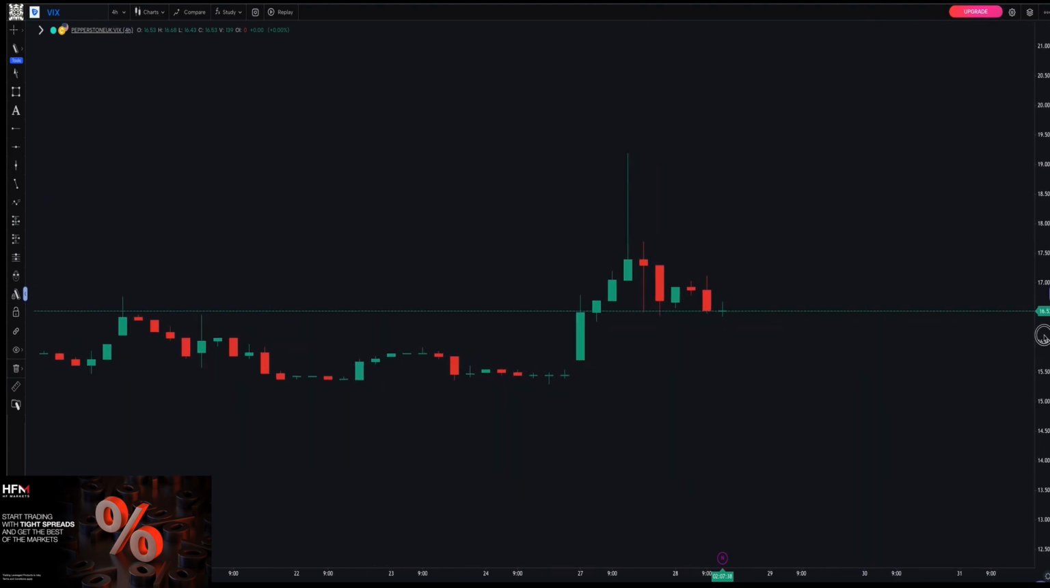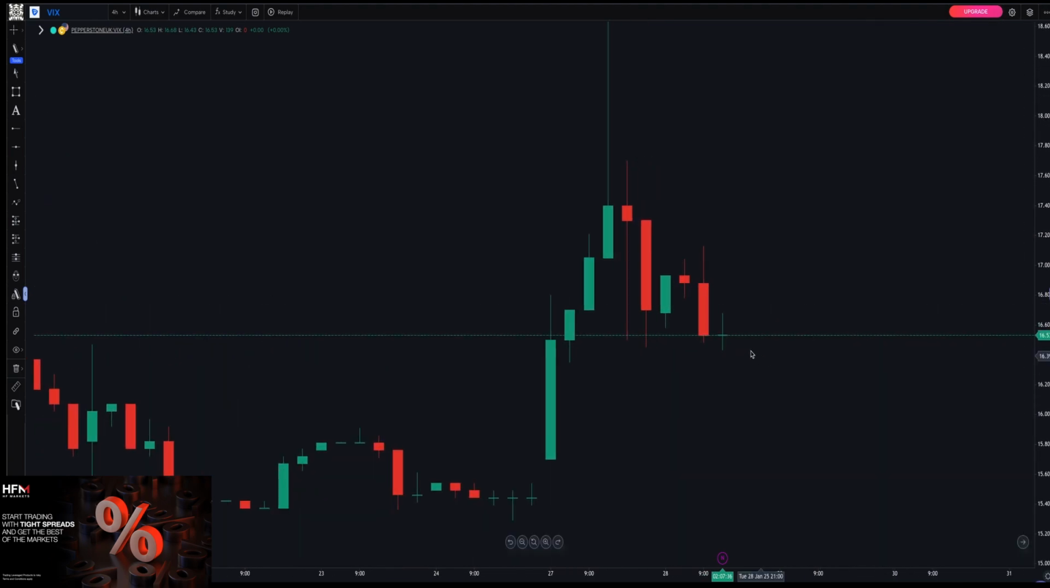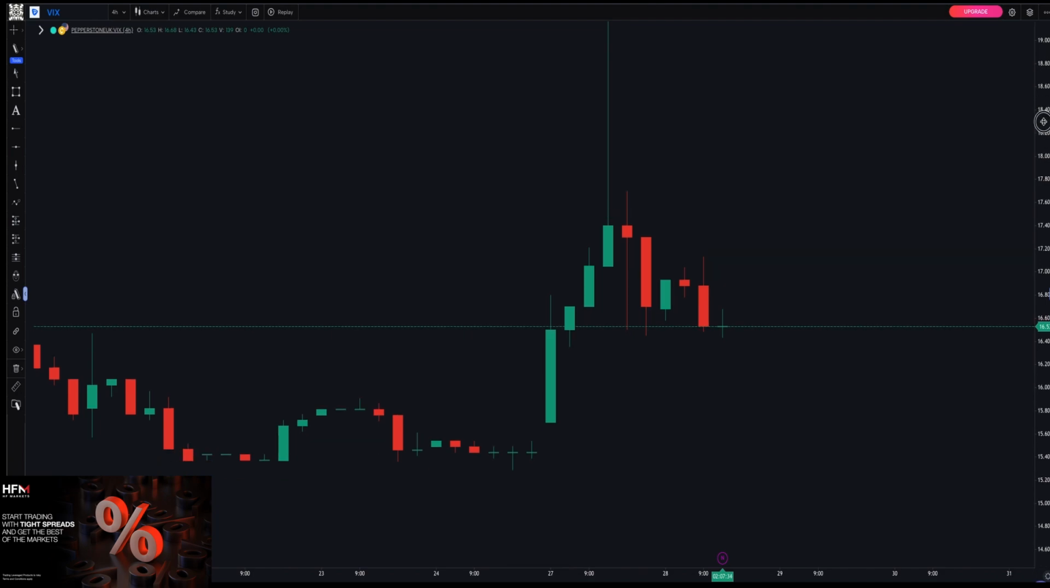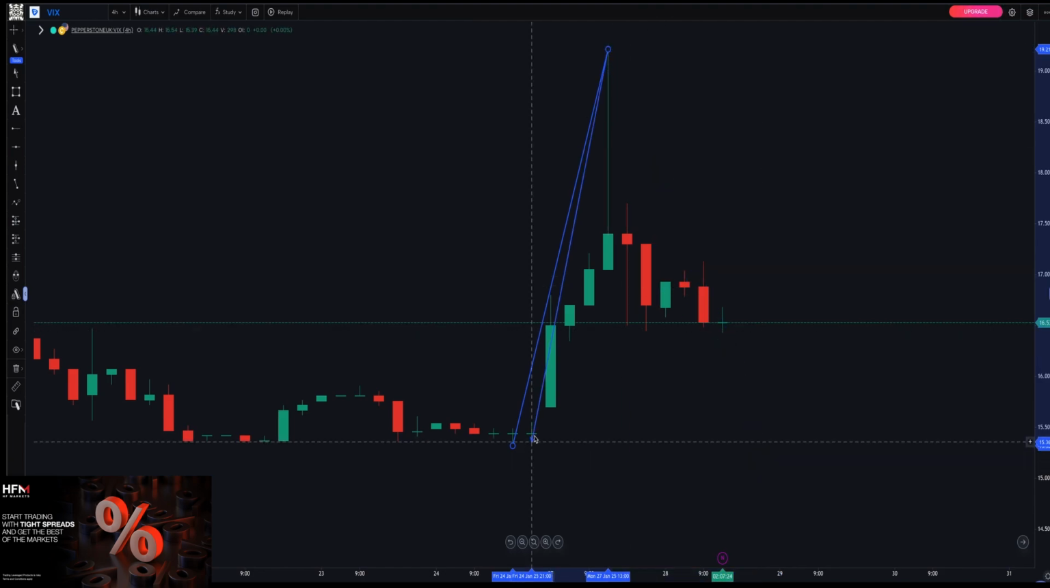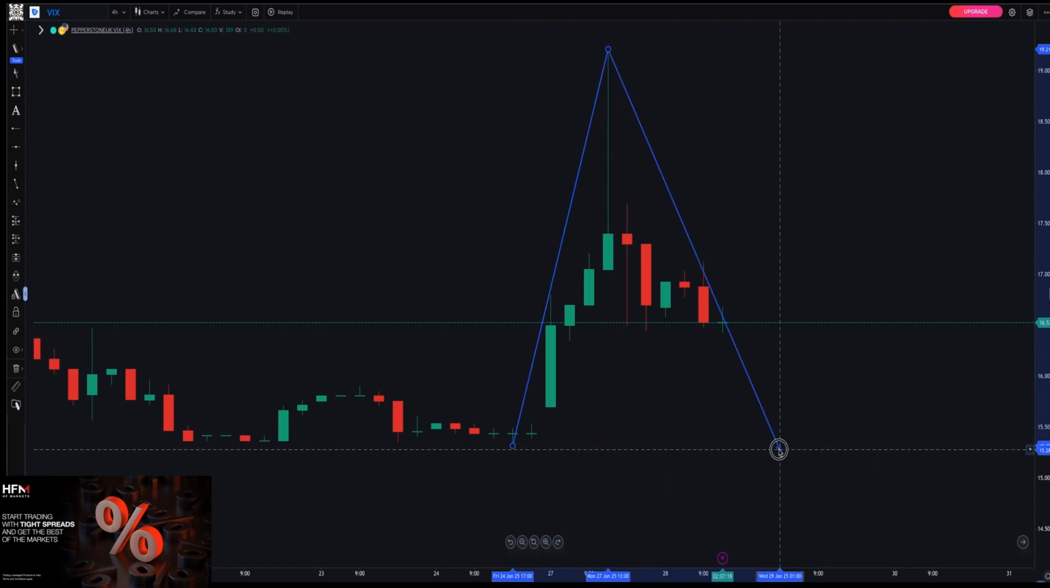Like right now, this index, the VIX, has gone up sharply here. You guys can see, let me show you. It went up here sharply like this, okay? And now you can see it's starting to go back down. It will come back down to where it went up from, around this price level, okay? So we're expecting that VIX will come back down around here.